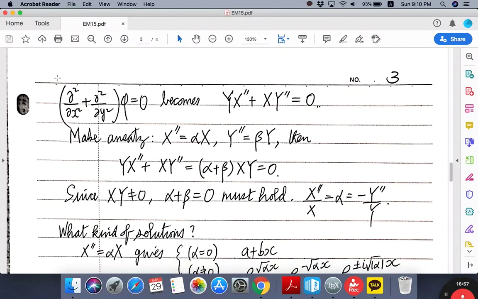So now this Laplace equation turns into something that looks quite a bit different. It's a sum of these two terms. And in the next phase of the solution, we're going to make an ansatz. And the ansatz is that we're going to assume that the second derivative of the x function will be proportional to the x function itself. And likewise, the second derivative of y will be proportional to the y function itself.